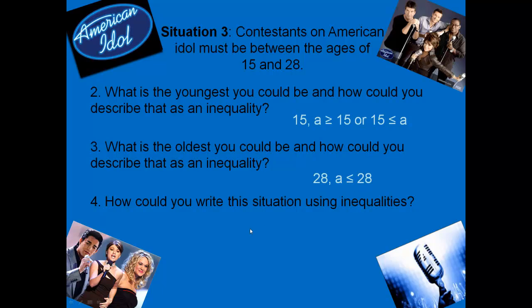So now we want to combine these 2 inequalities into one inequality. We're going to do that by putting the A in the middle, putting the smaller number on the left, and the larger number on the right. So we'll say 15 is less than or equal to A, and A is less than or equal to 28. So we basically took this inequality and this inequality and combined them into one.